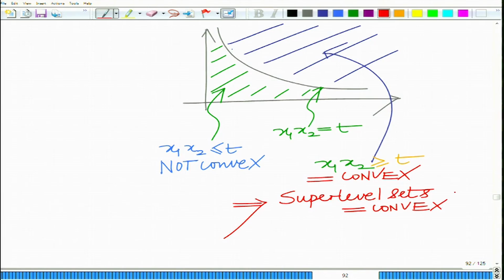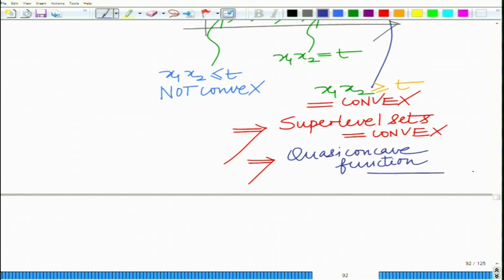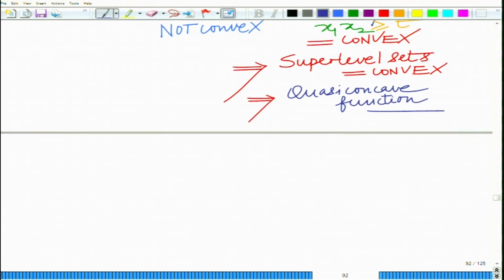Sub level set, remember, is the set such that x1 x2 is less than or equal to t. Super level set is the set x1 x2 greater than or equal to t for any value of the parameter t. So, the super level sets are convex, which means this is a quasi concave function. So, x1 x2 is neither convex nor concave, it is a quasi concave function.